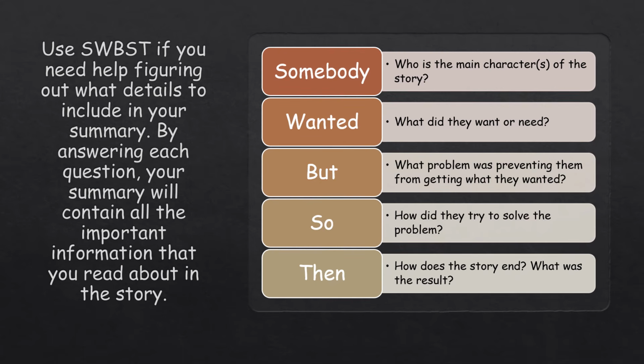To recap, if you're struggling to write a summary, consider using somebody wanted but so then. If you follow each step and ask yourself, who is the main character? What do they want or need? But what is the problem they're facing? So, how do they solve the problem? And then what happens in the end? You should feel confident that your summary is strong and full of all the most important details of the story.